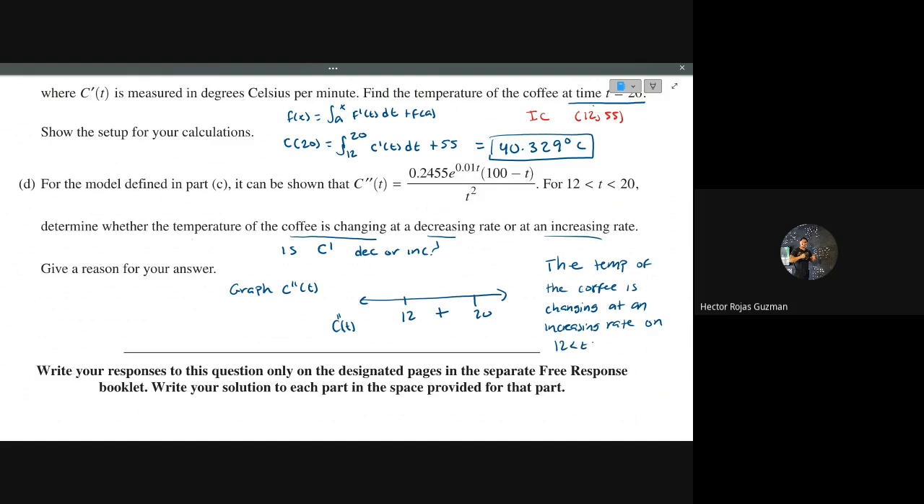On 12 to 20. And we'll give a reason. We'll say because C double prime of T is positive. That's it. Okay.